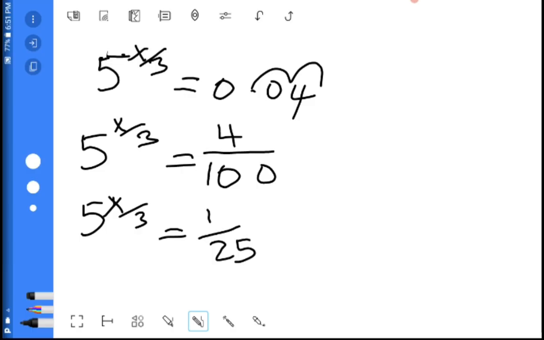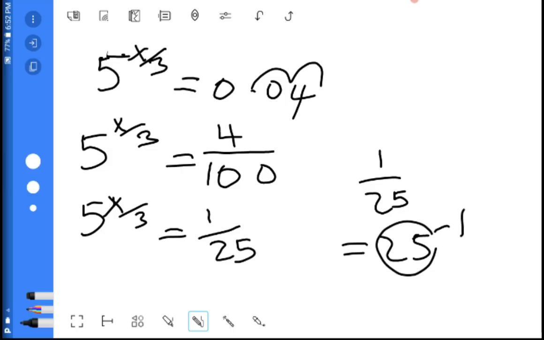Alright, so what next? The next thing to be done is to express 1 over 25 as 5 raised to the power something. So first of all, remember 1 over 25 must be 25 to the power negative 1. And 25 alone is 5 to the power 2. So 1 over 25 is 5 to the power negative 2. I hope you understand what is done.